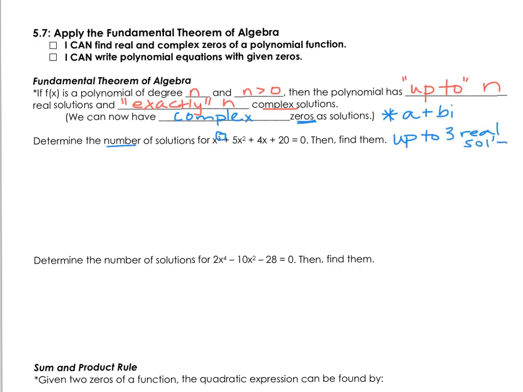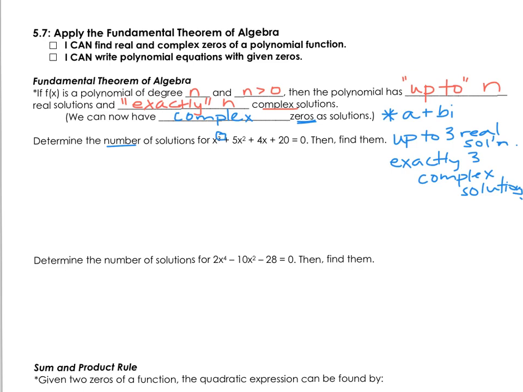And I'm going to abbreviate solutions right there. And there are exactly 3 complex solutions. Now, the unique thing about complex solutions is they include, and I don't know why I didn't abbreviate that one, oh well, it is what it is, they include both real and imaginary.